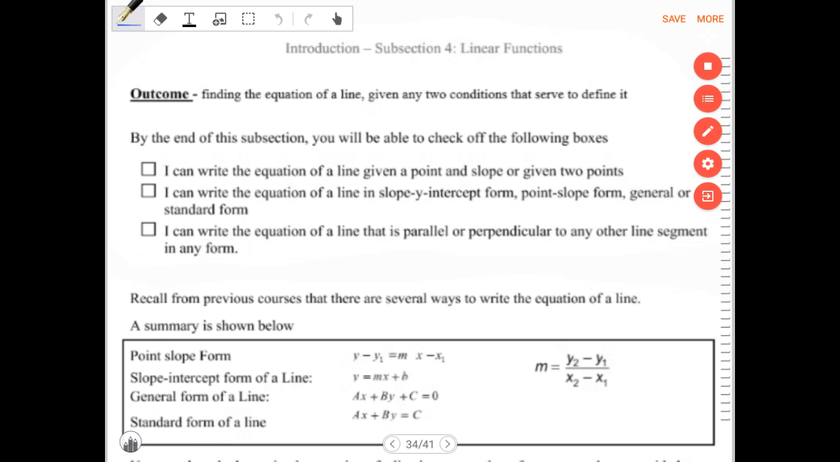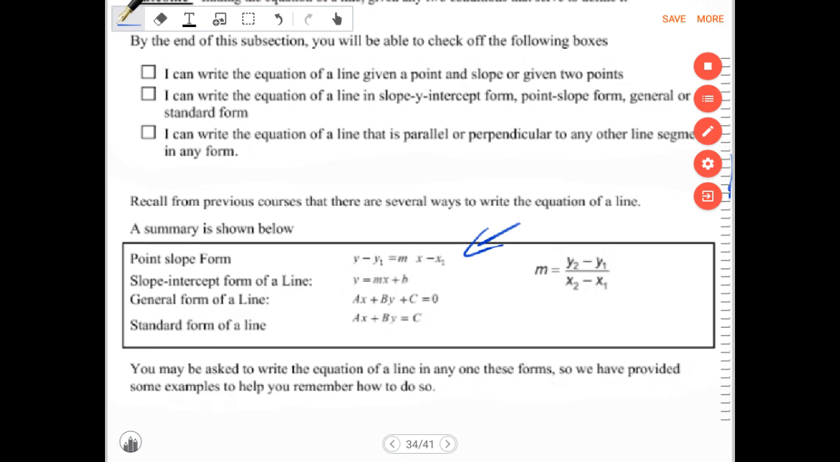Anyways, by the end of this subsection, you'll be able to do the following things. You'll be able to write the equation of a line given a point and slope or 2 points. You can write the equation in slope y-intercept form, point slope, general, or standard form. That's all these awesome formulas down here. Okay, and then you can write the equation that is parallel or perpendicular to any other line in any of the 4 forms.